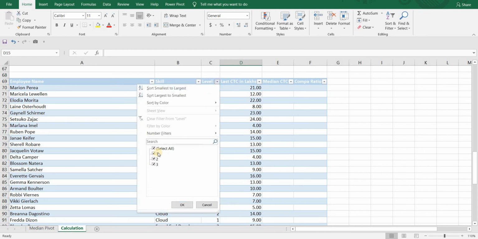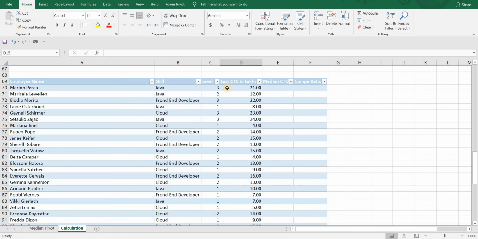So how do you calculate the same? There are two challenges here. First, how do you calculate median at different skills and different levels? Second, how do you calculate compa ratios for all of these employees for different skill and different levels? I will be doing my next video on the same.